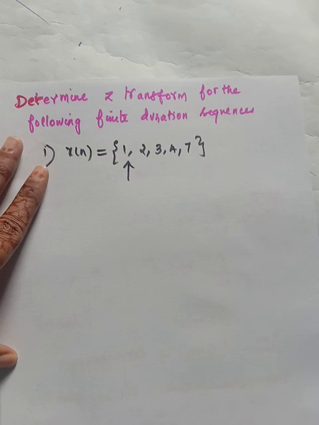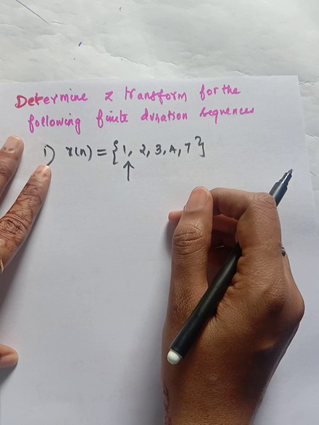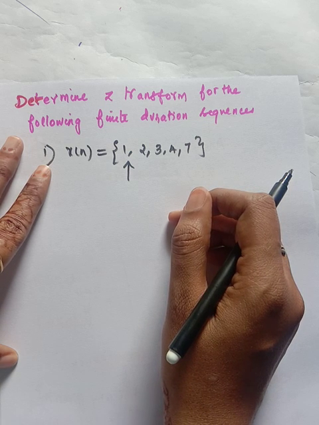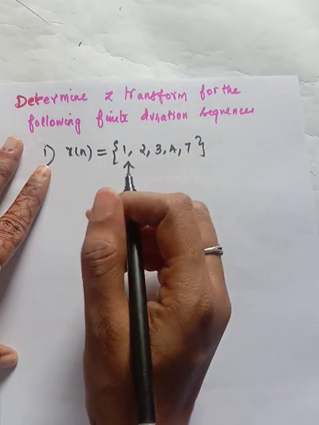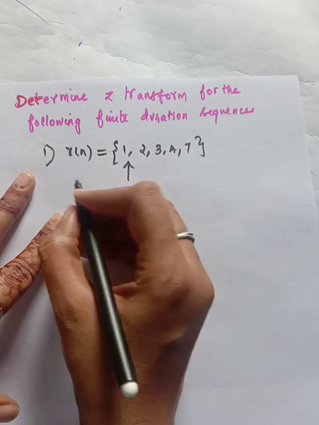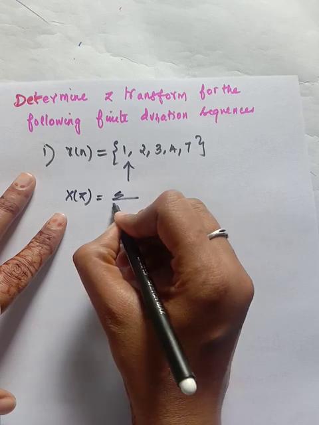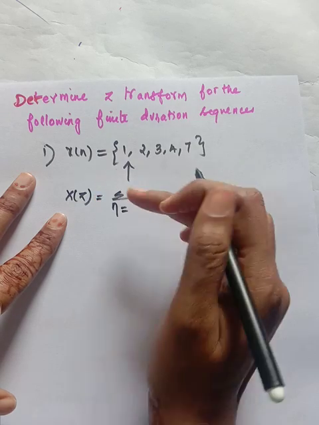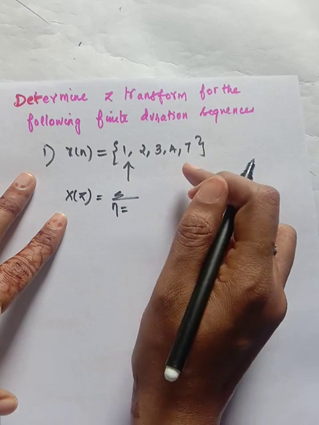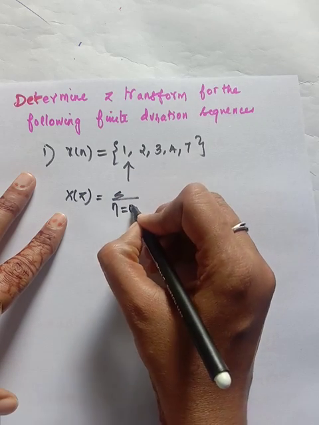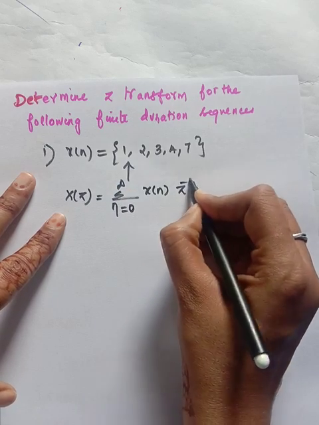Now we are going to solve some problems and find the Z transform for a finite duration sequence. Consider that x of n has this sequence. I need to find the Z transform for this sequence. You know the formula: X of z is equal to summation n equal to minus infinity to infinity. Here it is from 0 to the positive side, so I am taking from 0 to infinity x of n z power minus n.